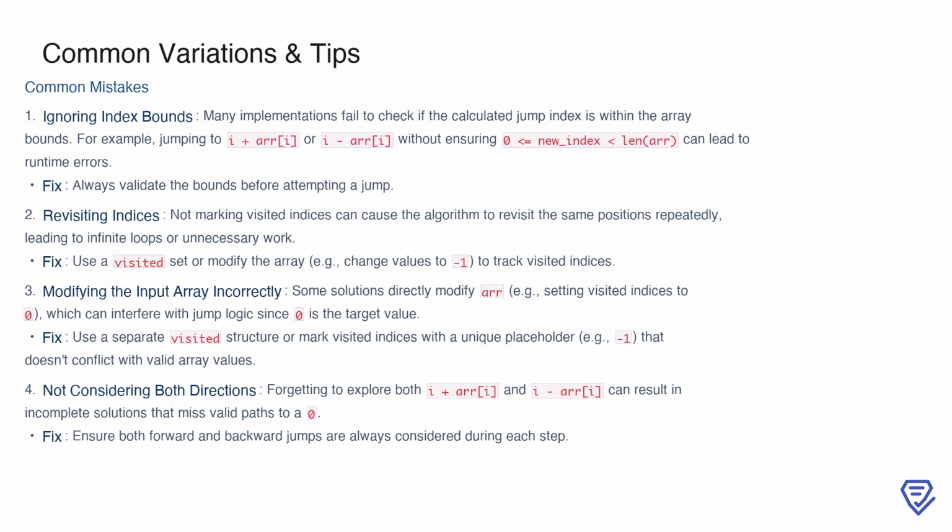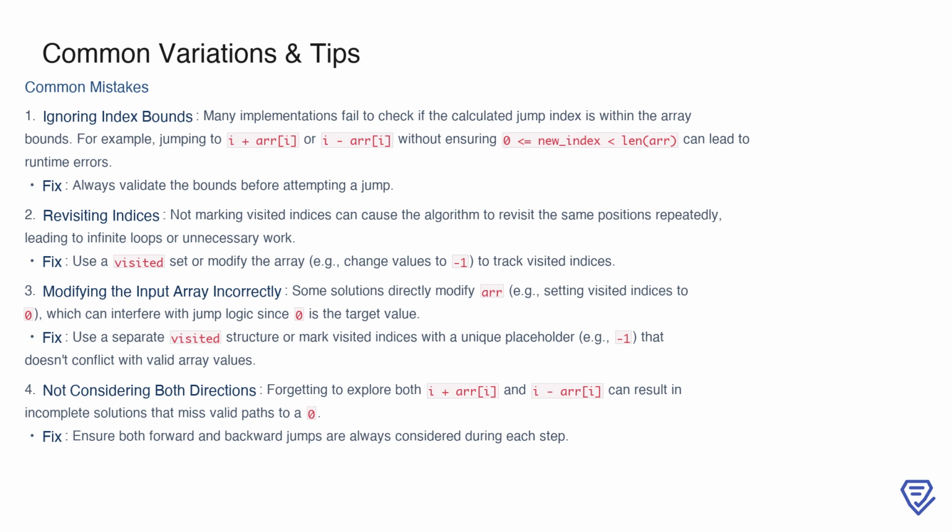Another mistake is revisiting indices unnecessarily, which can lead to infinite loops or wasted processing. To prevent this, use a visited set or modify the array to mark indices that have already been processed. However, be cautious when modifying the input array. Some solutions overwrite values with 0, which can interfere with the logic since 0 is the target value. Instead, use a unique placeholder like -1 that doesn't conflict with valid values.